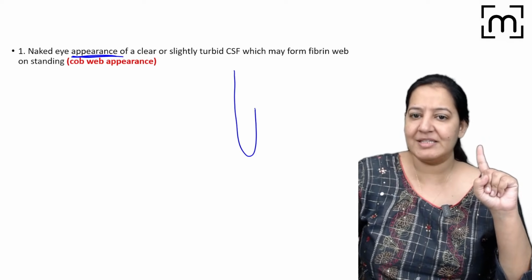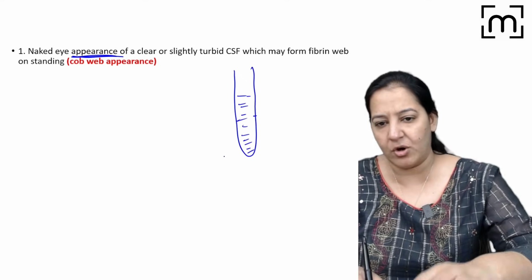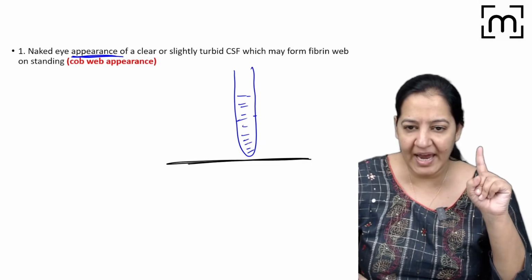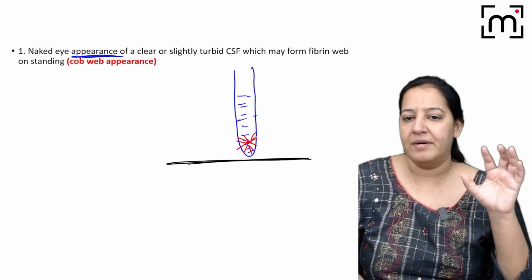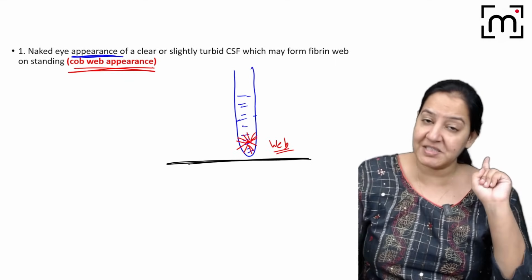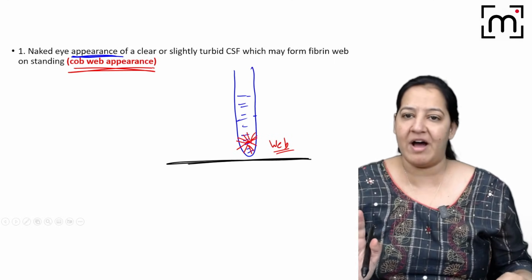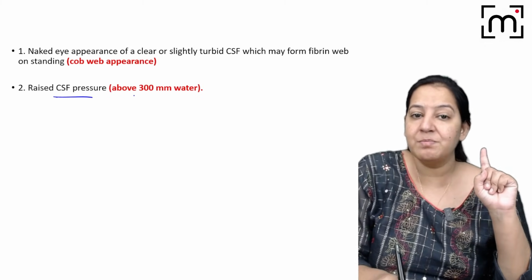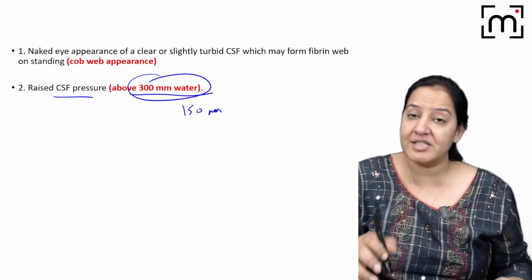If you take the CSF in a test tube from a patient having chronic meningitis, and if you keep it in standing position for a few minutes, you will see at the bottom a fibrin web is formed. It is known as cobweb appearance. It is typically seen in chronic tubercular meningitis. That is the appearance. The second is the pressure. So CSF pressure is more than 300 mm of water. Normally, you know it's 150 mm of water, it's more than 300.